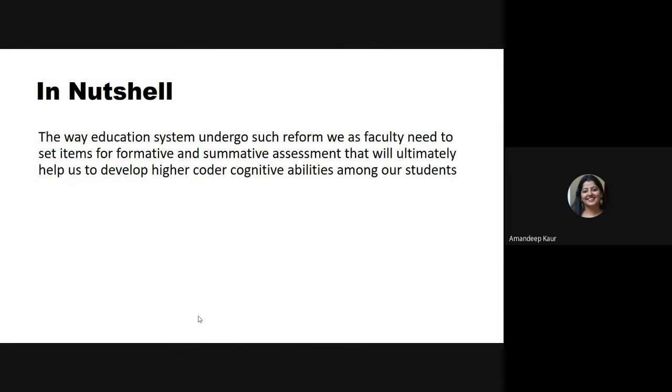So in a nutshell, the way the education system is undergoing reform, we as a faculty need to set items for formative and summative assessment that will ultimately help us develop higher order cognitive abilities among students. So our focus is on the development of higher order cognitive ability among students.